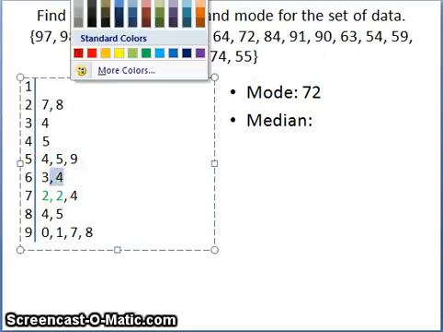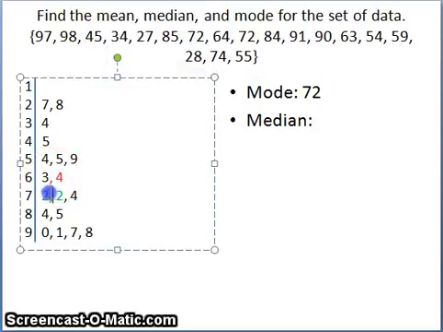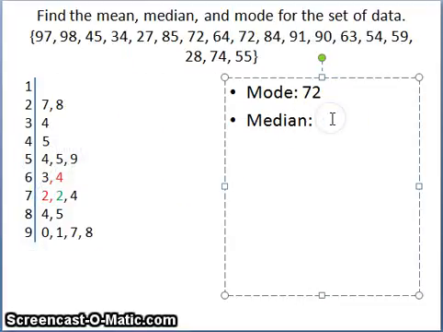So that means that this here and 10, these are the 2 medians. So the 2 medians are 64 and 72, which means that I need to average these to find out what the median is. So 64 plus 72 is 136, divided by 2, which is 68. So my median is 68.